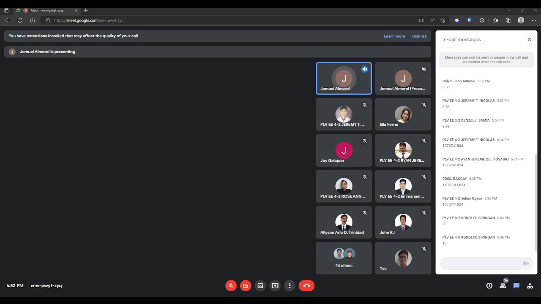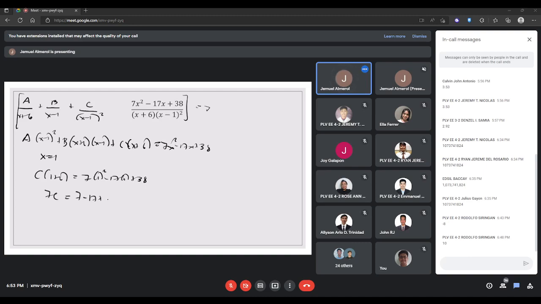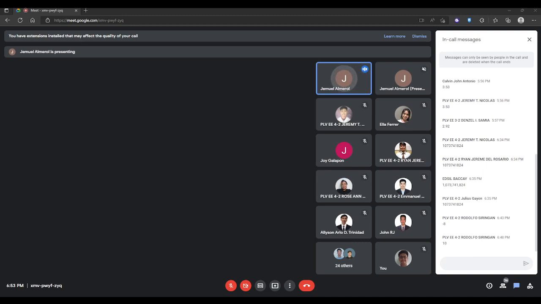Isang root muna, x equal to 1. Pareho sila may x equal to 1. So, lahat ng may x minus 1, tanggalin muna natin. So, ito. Maiiwan natin c. So, c times 1 plus 6, that would be equals to 7 times 1 squared minus 17 times 1 plus 30. So, 7c. Okay, so this is 7 minus 17 plus 38. So, 45 minus 17 is 28 na. 7c is equal to 28, so c is equal to 4.